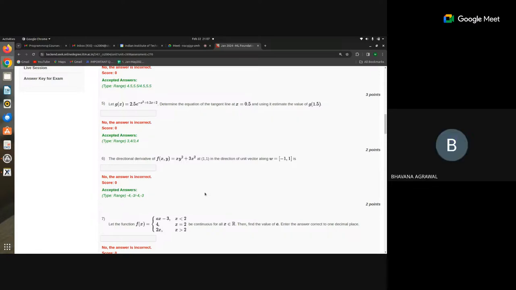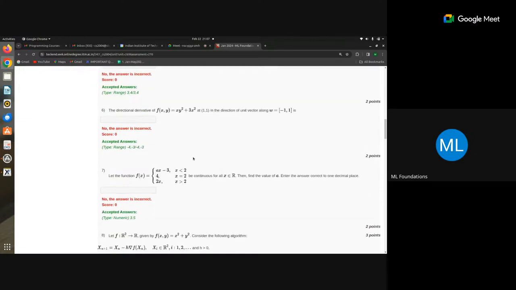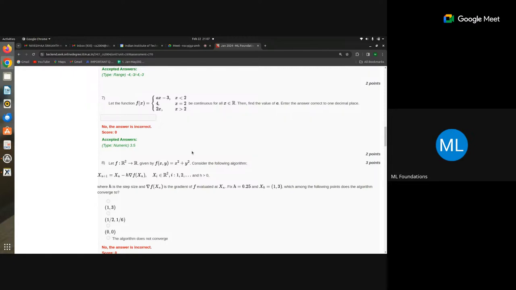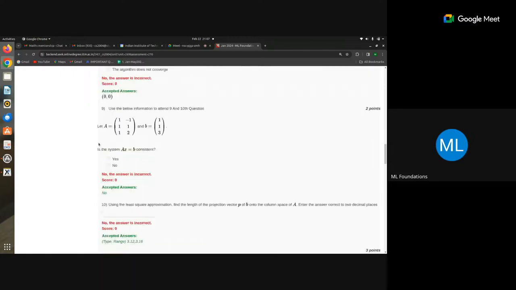The tangent means linear approximation. You differentiate, find the slope, and then put the slope into the point. Fine, I'll just keep this question as it is here. We'll try to solve that question later on. First we'll solve question number 6 and 7, because I will solve it anyway, but I just don't want to do it right now. Let me see all the questions.